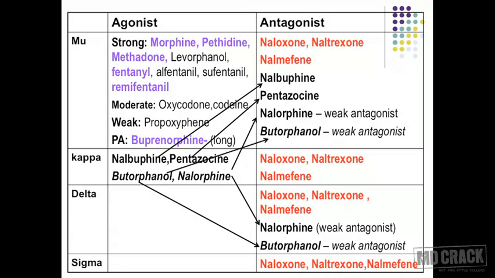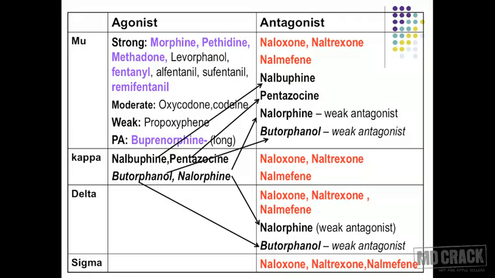Let's come to the first box. That's the mu receptor agonist. There are strong agonists. Examples are morphine, pethidine. Pethidine is also called meperidine. Morphine, pethidine, methadone, levorphanol, fentanyl, alfentanil, sufentanil, remifentanil, etc. So what is it containing? It's containing morphine, the prototype substance. It's containing another drug that's called pethidine or meperidine.